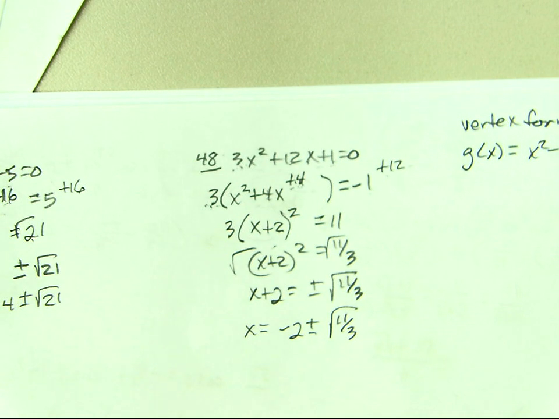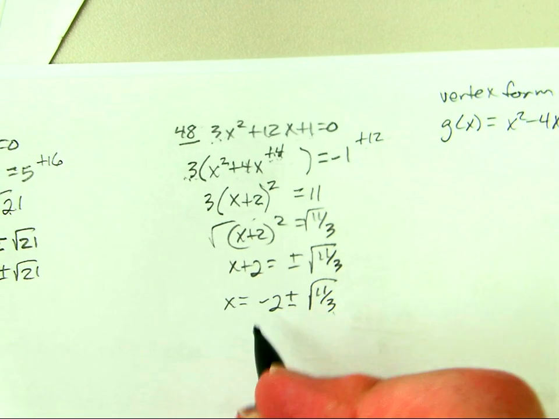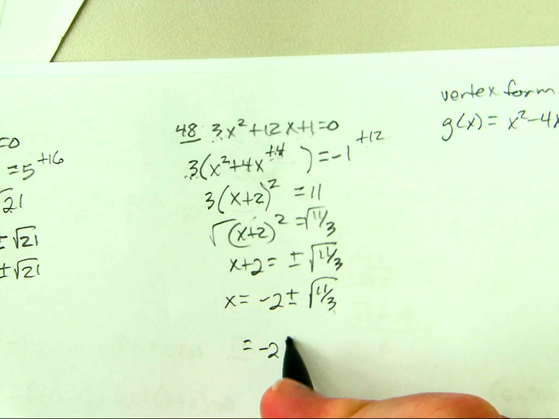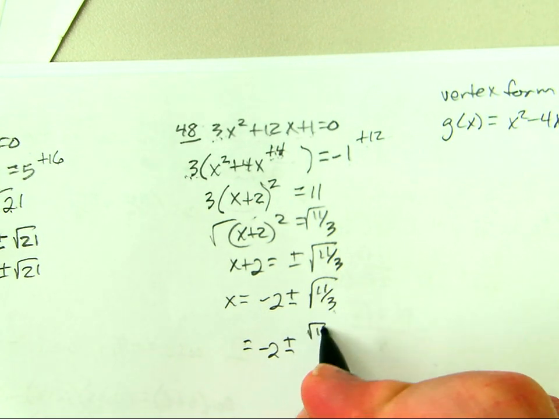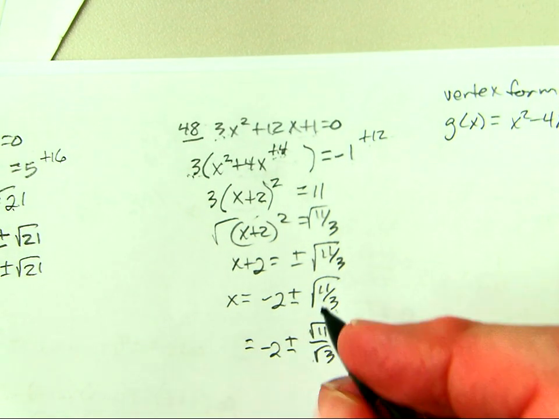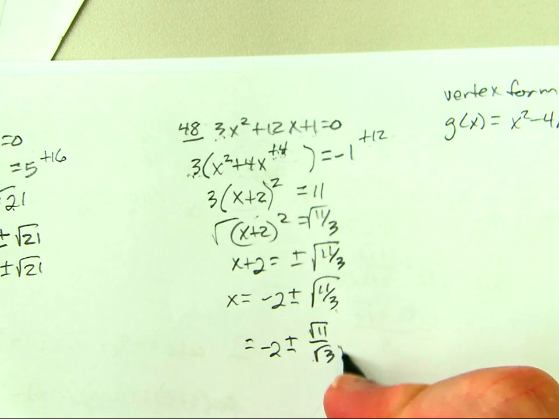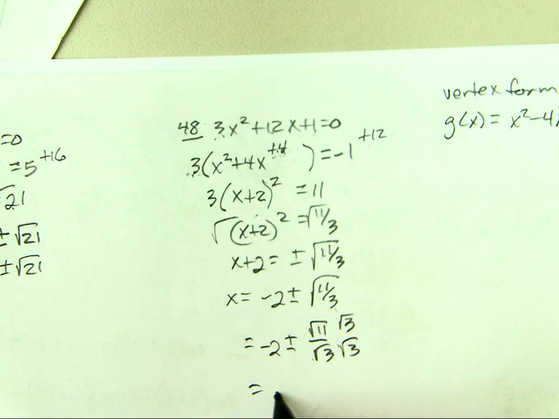Now that answer is okay. If they won't take that on Big Ideas Math, we need to rationalize this. Well, that's the same as negative 2 plus or minus. Remember, with a fraction, we can square root the top and square root the bottom. So that's the same thing. Now, if we don't want a square root in the bottom, we're going to multiply top and bottom by that square root. So now we have negative 2.